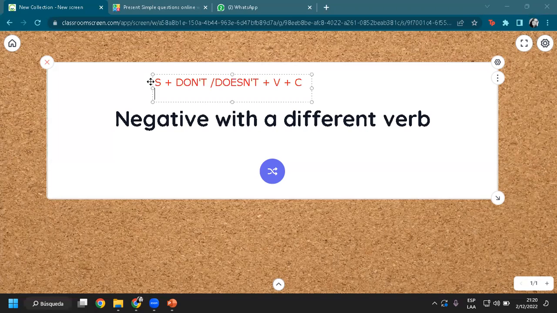Okay, give me a subject, please. He, okay. ¿Cuál sería el auxiliary? He doesn't. Ahora, give me a verb. Visit. Okay, por ahí escuché visit. ¿Cuál sería el complement? At the school. Okay, visit the school. Look, esa sería una oración in negative with a different verb. He doesn't visit the school. Así que ustedes tienen que crear la oración que a ustedes les aparezca. Aquí vamos a la suerte, a ver cuál les toca.